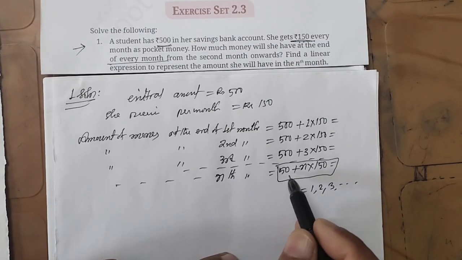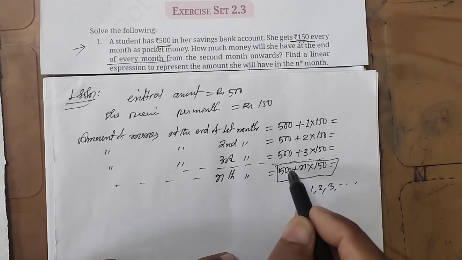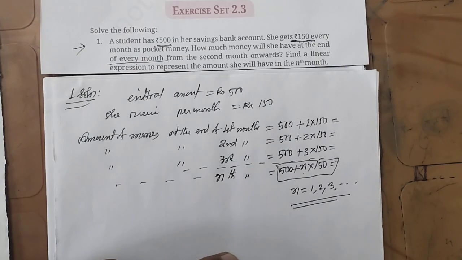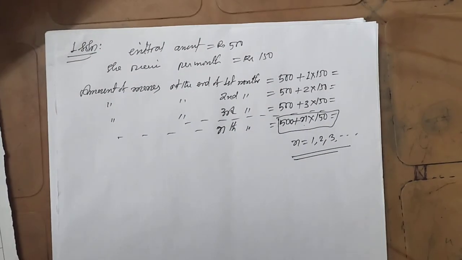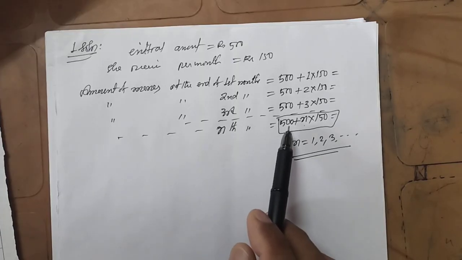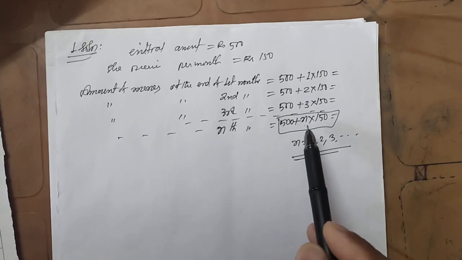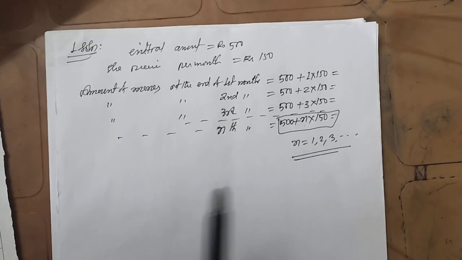In this question you are asked to find what is the linear pattern. So 500 plus n times 150, this is the linear pattern. Okay. N is called variable. Variable means values can change, and here you can clearly see n can take value 1, 2, 3, 4, 5, and so on.